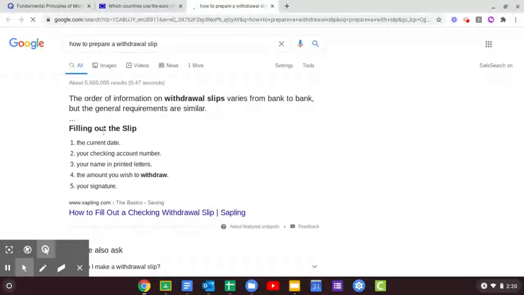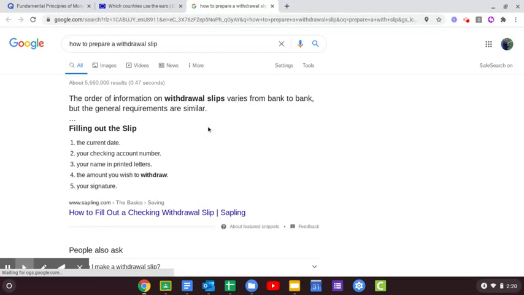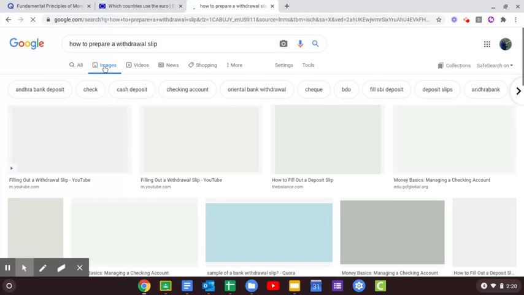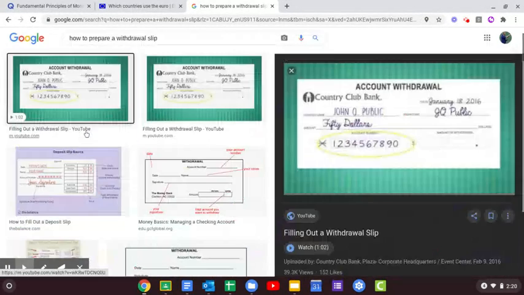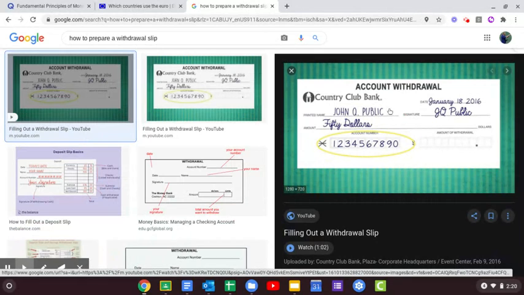So, order of information, the withdrawal slip varies from bank to bank. General requirements are all similar. The withdrawal slip is going to be a little bit different in what it looks like, but name, signature, date, those are probably going to be pretty standard. How much do you want? And then the account number. And then over here, they're going to write down the number.